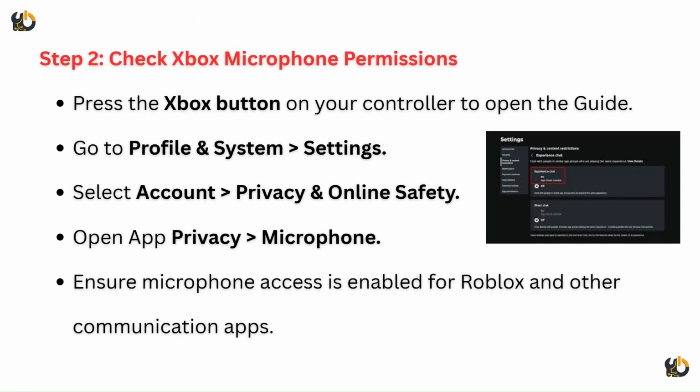Step 2. Check Xbox microphone permissions. Press the Xbox button on your controller to open the guide. Go to profile and system, then settings. Select account, then privacy and online safety. Open app privacy, then microphone. Ensure microphone access is enabled for Roblox and other communication apps.